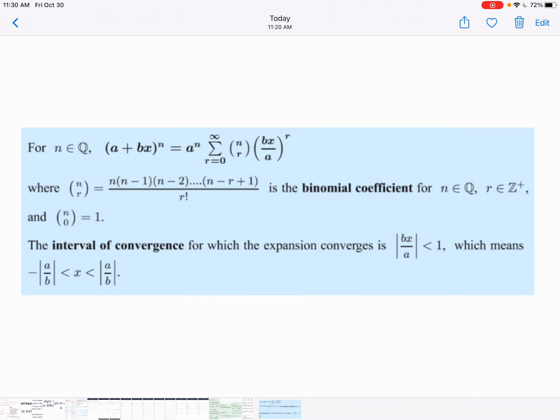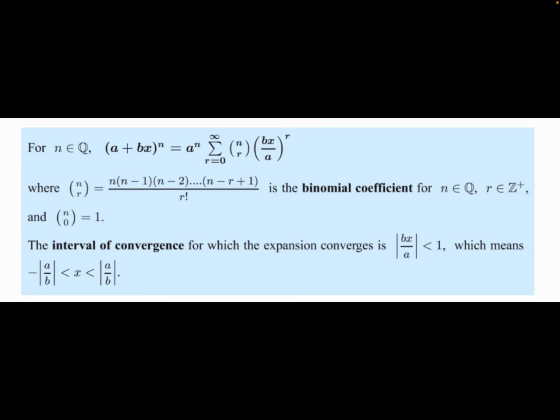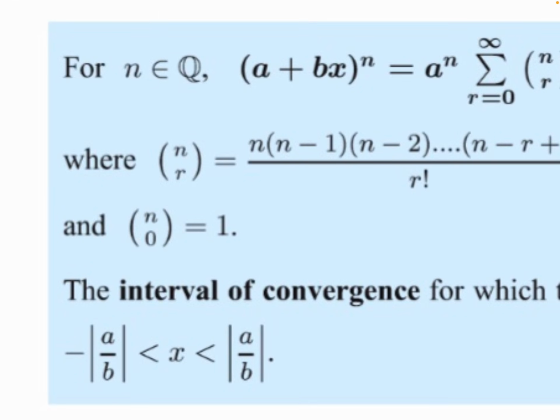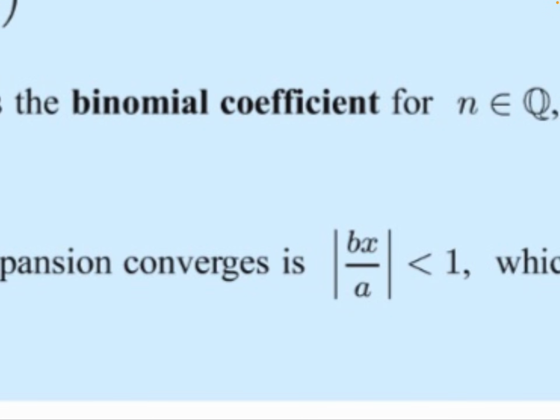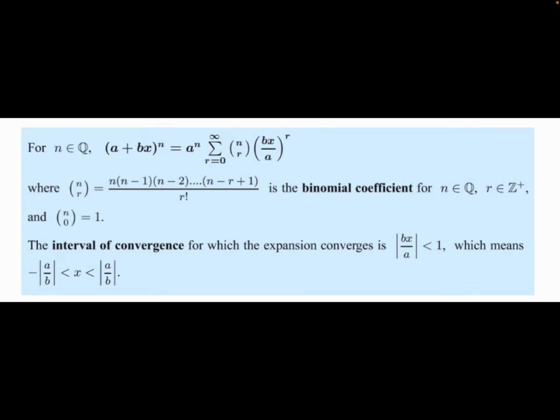The interval of convergence, so notice what I have here is a geometric series at the top here, for n an element of the rational numbers. A geometric series will converge if the absolute value of the common ratio is less than 1, which is what they wrote here. The interval of convergence, for which the expansion converges, is when the common ratio is less than 1. Then they manipulated that. That means that x has to be between the negative absolute value of a over b and the positive absolute value of a over b.